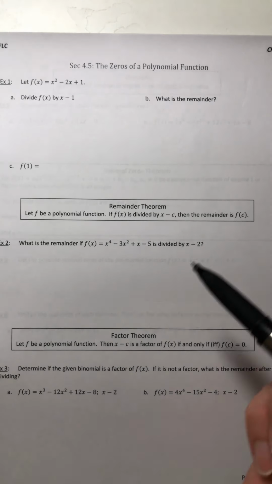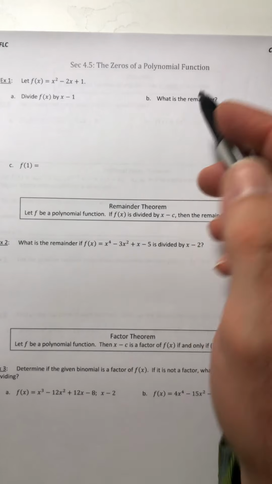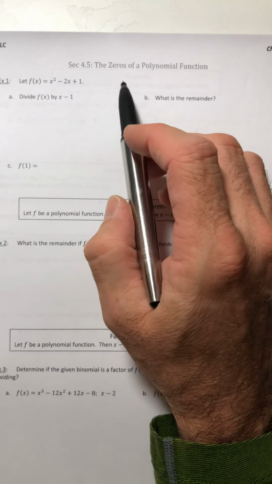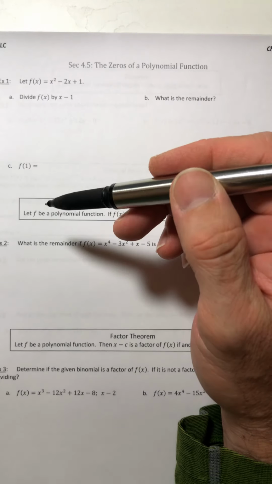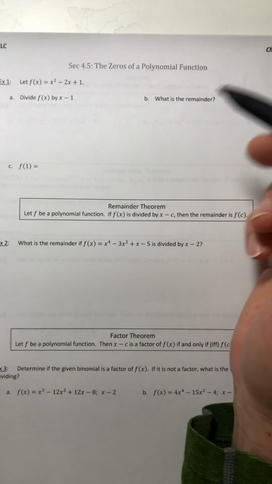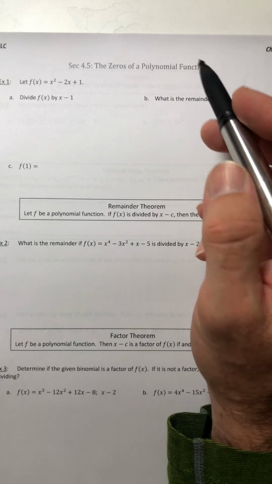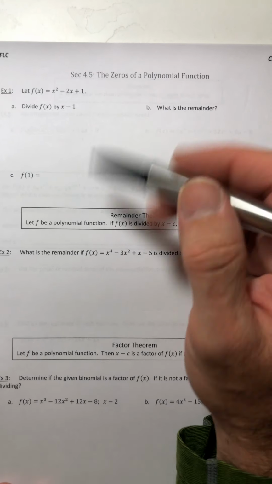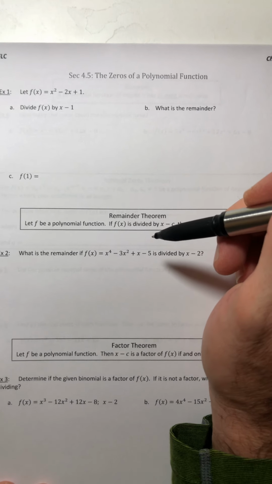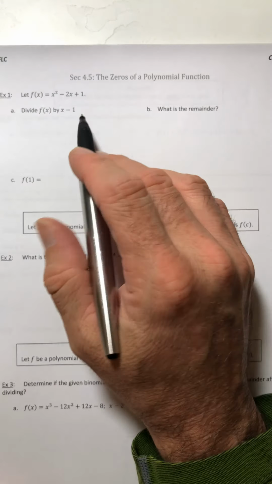These last two sections in chapter 4 are going to be dealing with polynomials, and specifically the zeros. So this section we're going to be looking at the real zeros, and then in 4.6 we're going to extend that into the complex, so the imaginary numbers. So this section 4.5, there's going to be a lot that's going on. So let's go ahead and get started.